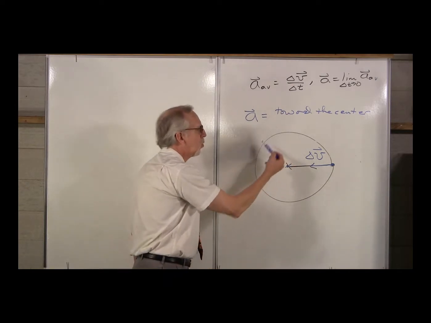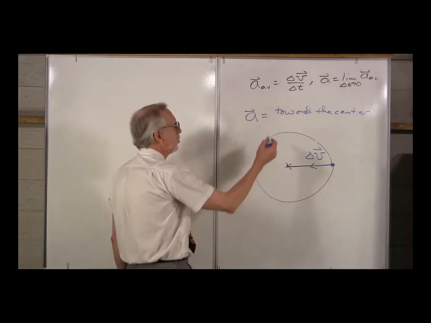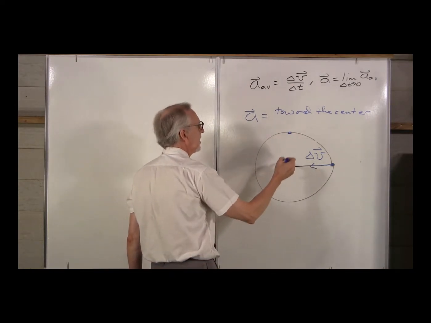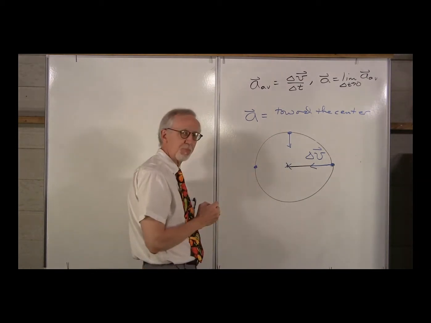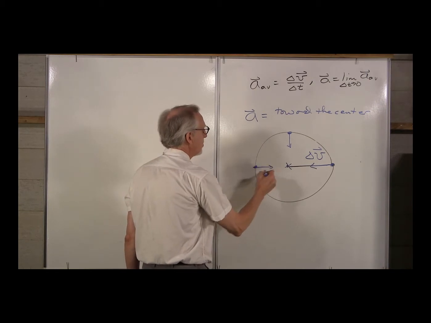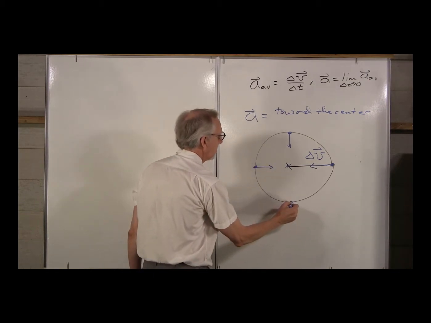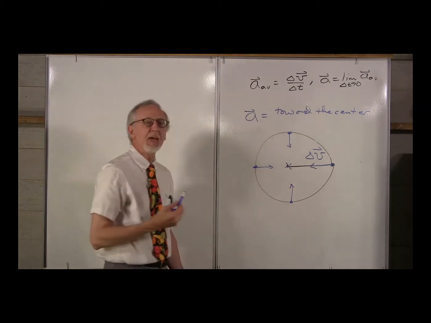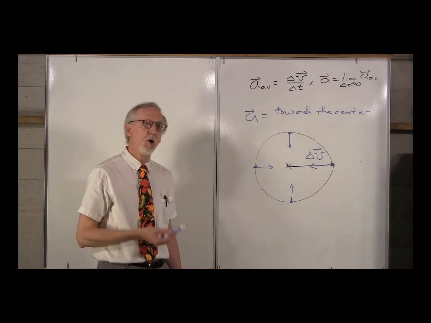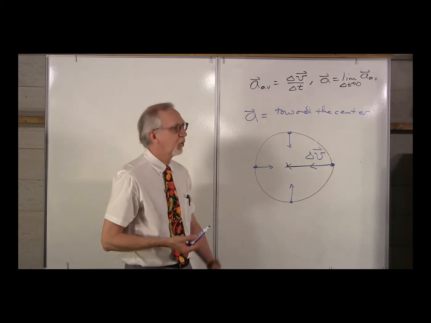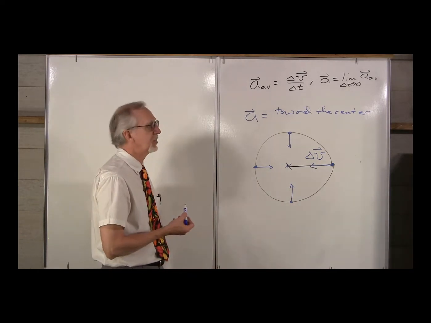It doesn't matter what initial point we had chosen. We could have chosen an initial point up here, and then delta V would have pointed that way. We could have chosen an initial point over here, and delta V would have pointed that way. Down here, delta V would have pointed that way. It doesn't matter where the initial point is. Delta V, for a small time interval, will always point toward the center of the circle.